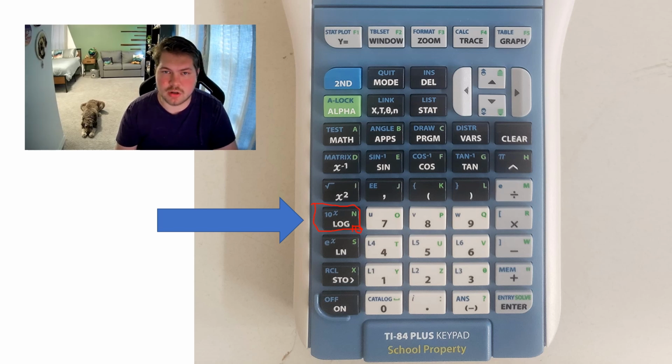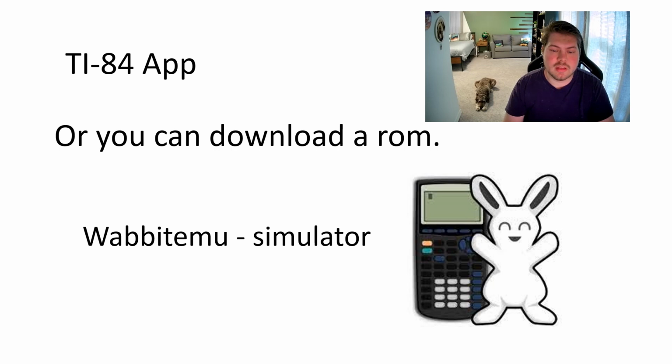Now, while you're in the classroom, you can use this, but I know that you might not have this option at home. I did recommend at the start of the school year you get it because you can use it on the SATs, you can use it on the ACTs and things like that. But if you need a temporary version, there is a TI-84 app which uses the same idea. And I downloaded a ROM, or basically a simulator that you need a ROM to play. I downloaded this WabbitEmu, or Wabbit, I guess, because it's a Wabbit.